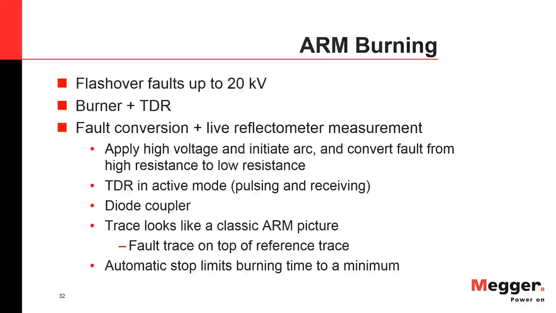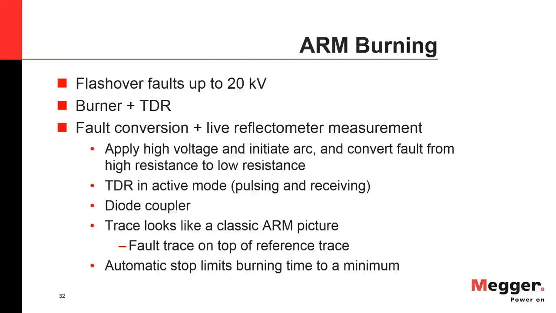This method is an automated method. So the TDR takes a low voltage trace first, then the burner starts, and as soon as a certain impedance threshold is met and you see a V-shape or the algorithm is measuring a low enough resistance, the burning will stop automatically. That allows you to minimize actually the burning time. So that is a very nice method, and it's a live method. So you will start with a blue trace, and I can show you one example. This is taken in one of our facilities on a PILC cable, on the demo cable. And you see there's a blue trace, and then you start the method.